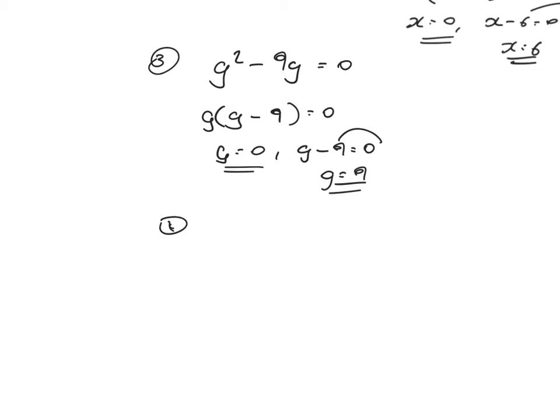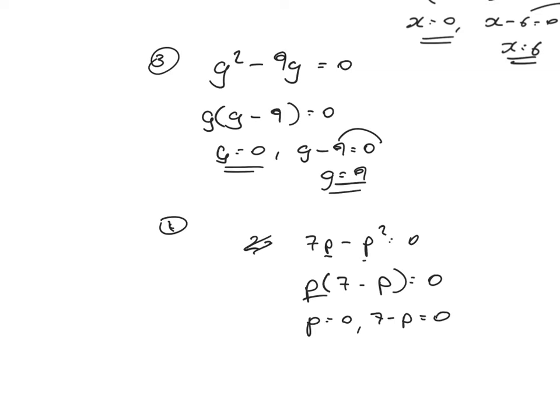Example 4, let's go for 7p minus p squared equals 0. Okay, so what's my highest common factor? It's definitely p. P times what gives me 7p, that's 7. P times what gives me p squared, that's p. Okay, so I've got p equals 0 or 7 minus p equals 0.